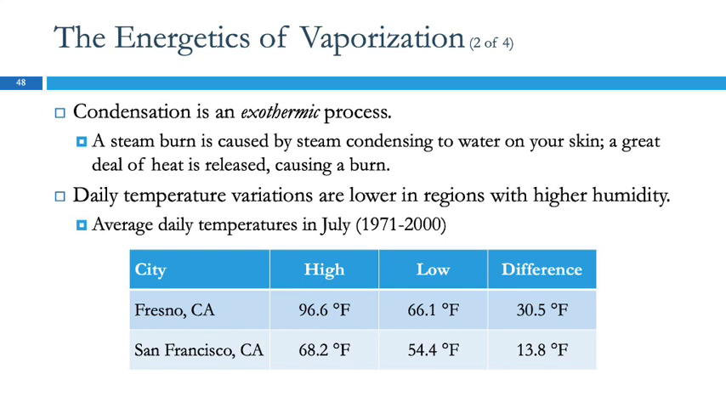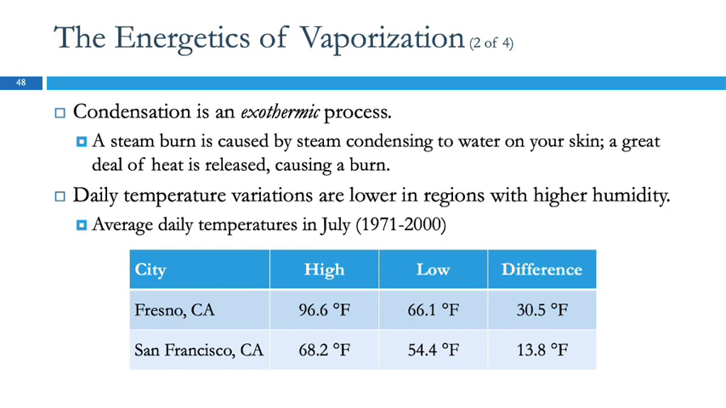The opposite of evaporation is condensation. So if vaporization is endothermic, then condensation must be exothermic. A steam burn is caused by steam condensing into water on your skin, and you can get a much more severe burn from steam than from the similar temperature air that does not have a lot of water in it. Because as the water condenses, it releases a tremendous amount of heat.